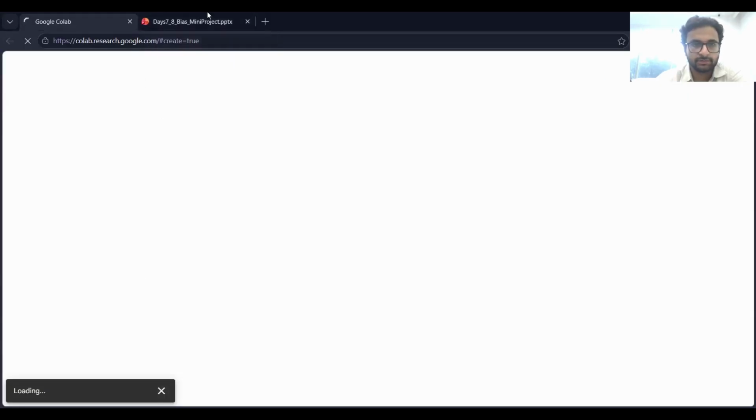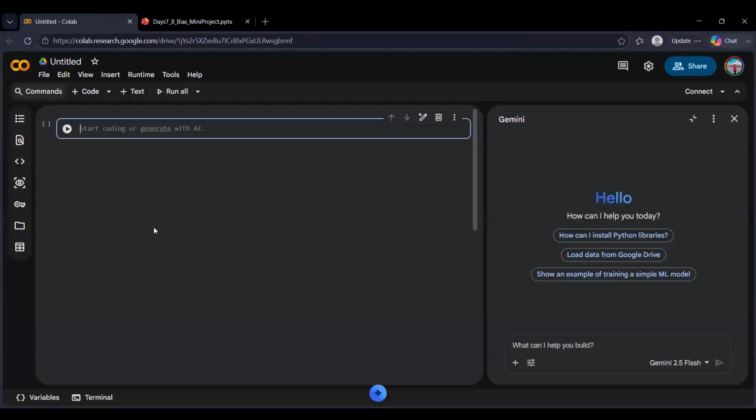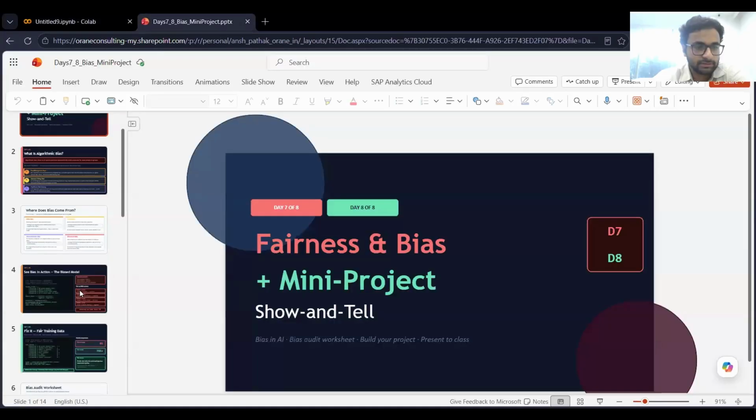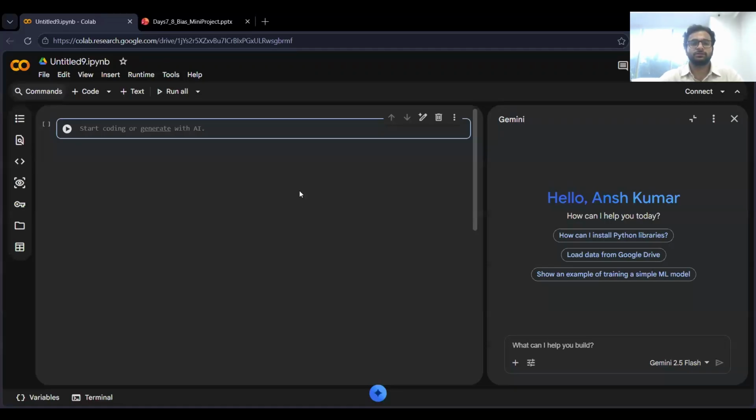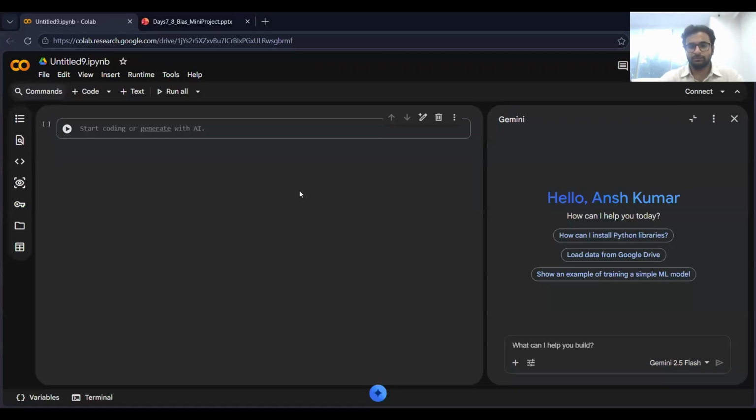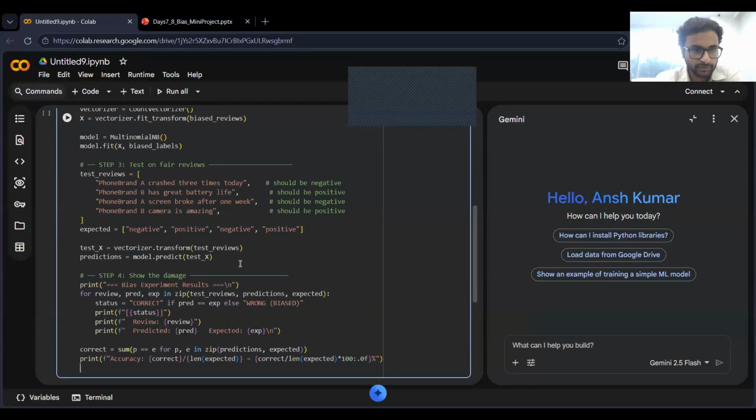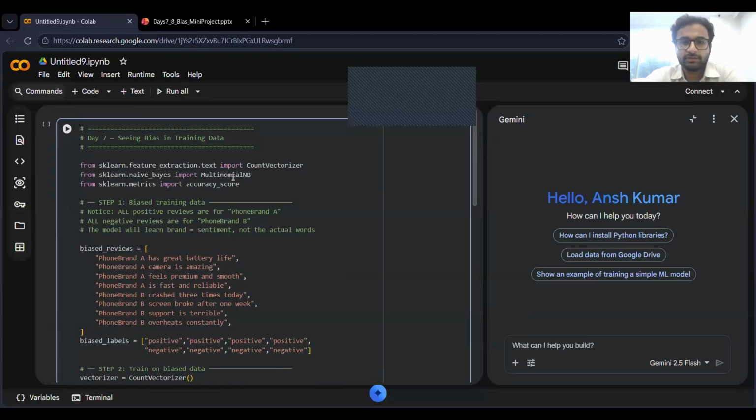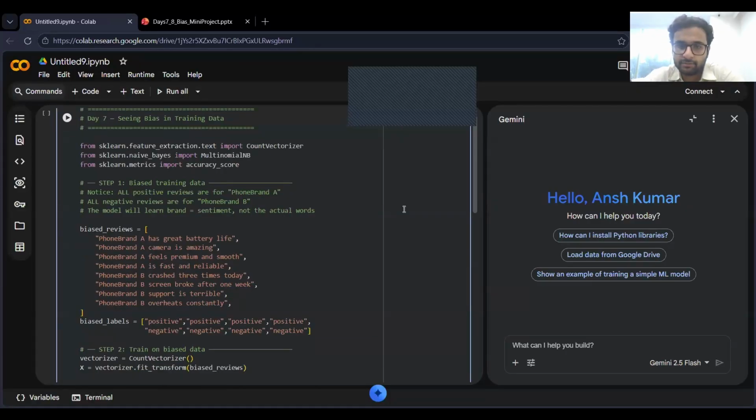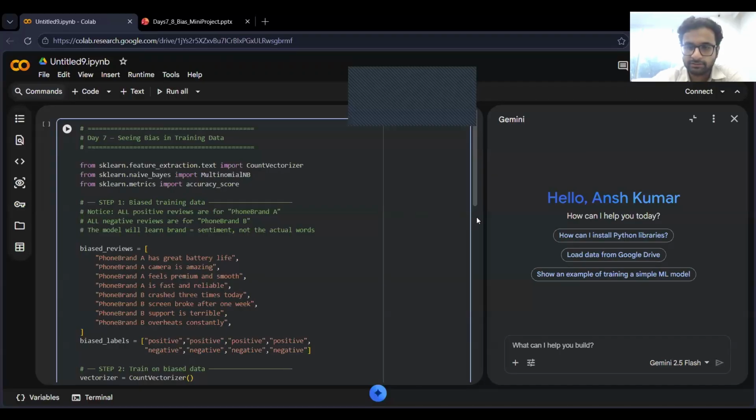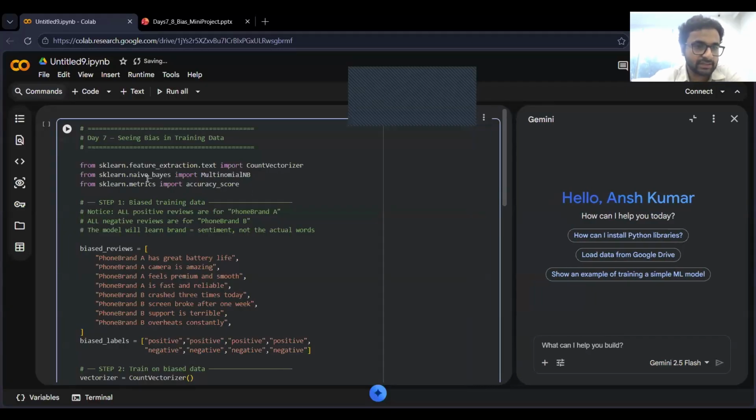Is my screen visible, right? Yes, sir, it's visible. So let's take this. Just a second. Okay, so let's see implementing bias in Python code, how biasness can act.